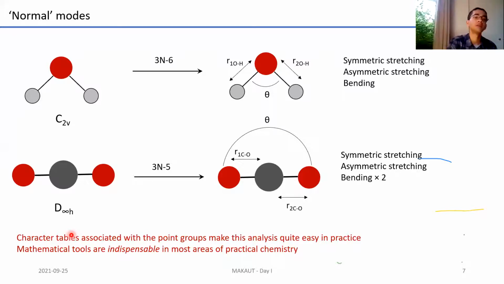So a quick reminder here is that most of you will be doing practical material science and spectroscopy. Mathematics is something that you essentially cannot avoid. So mathematical tools are indispensable in most areas of practical chemistry, even though we often tend to think that you can deconvolute mathematics out of chemistry. In most places, this cannot be done.